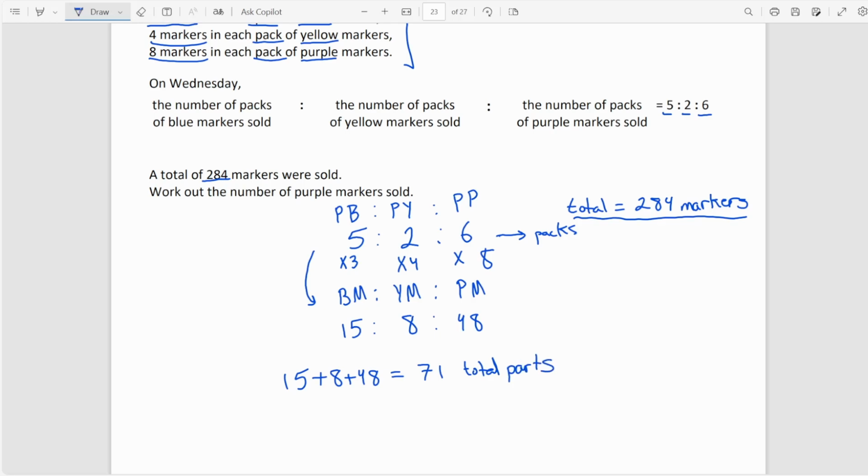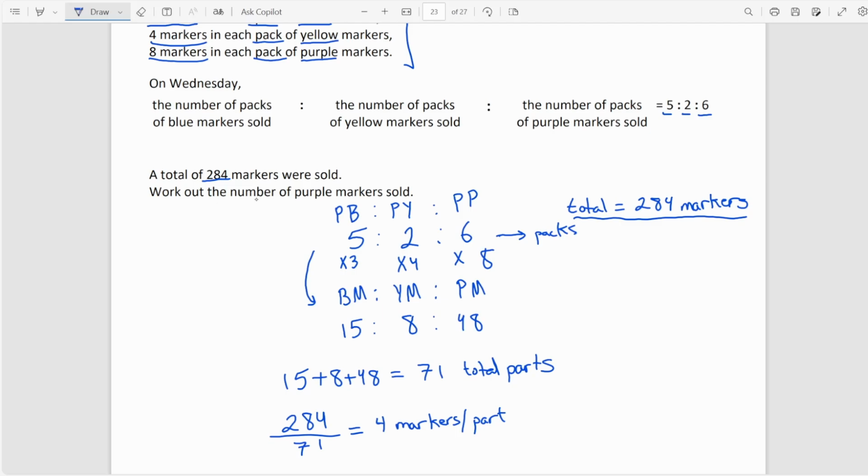Now I will go ahead and divide 284 markers by 71 so that we can know what each part represents. And we get 4. Okay, so it's 4 markers per part in this ratio.